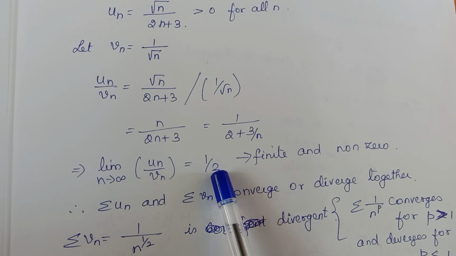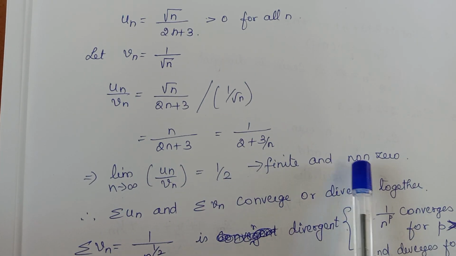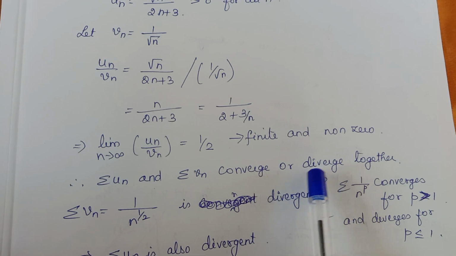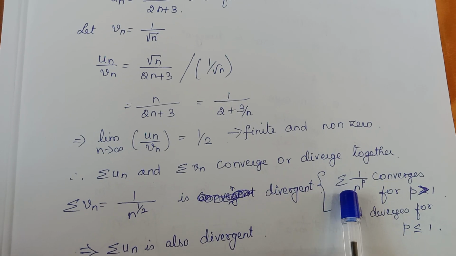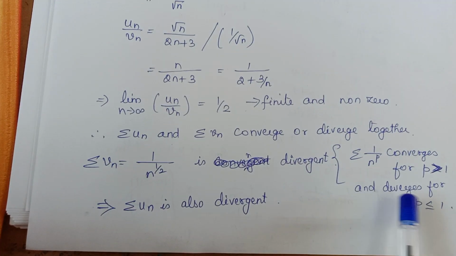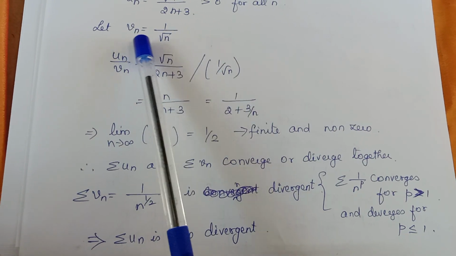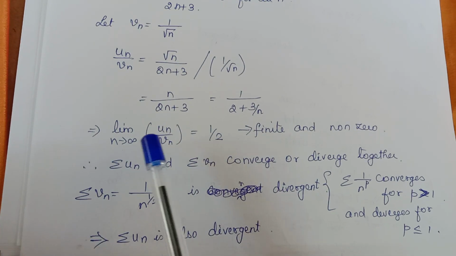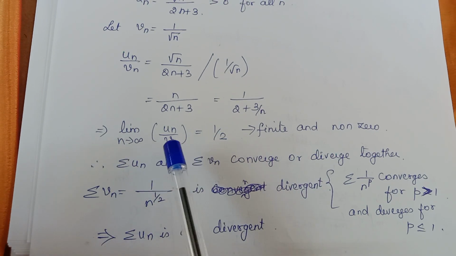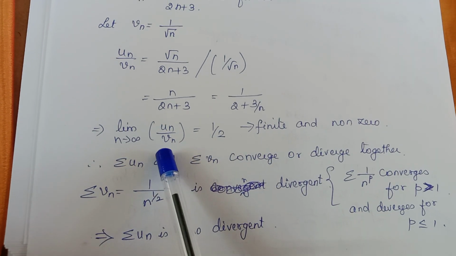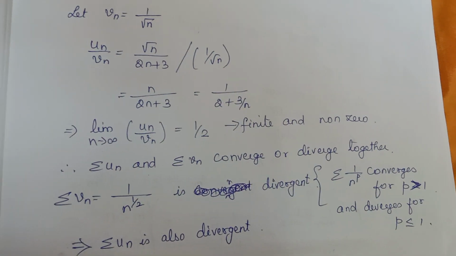This is another test which states that whenever limit n tends to infinity un by vn is a finite and non-zero number, then un and vn converge or diverge together. But for vn, this is a divergent series because 1 by n power p converges for p greater than 1 and diverges for p less than or equal to 1. Here, n power half only, and half means less than 1. Therefore, this vn is a divergent series. So, since limit n tends to infinity un by vn is equal to 1 by 2, which is finite and non-zero, un and vn both converge or diverge together. Therefore, as vn is divergent, un is also divergent. Okay, then next problem.